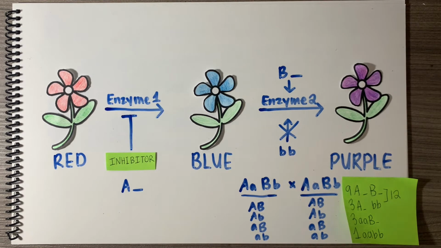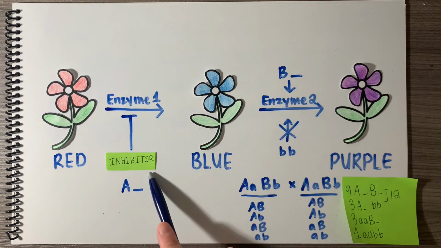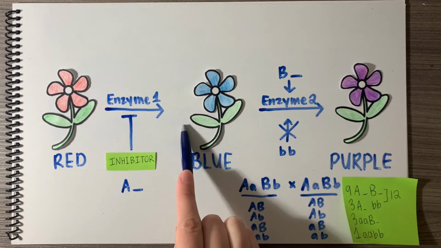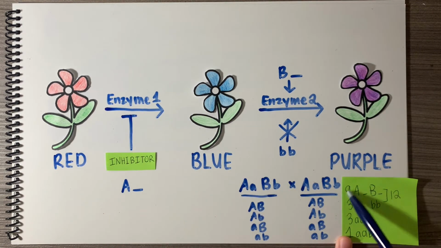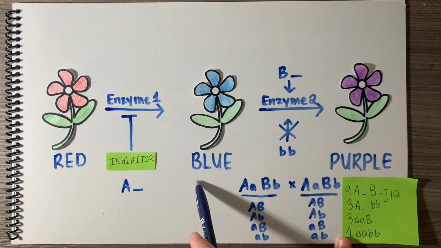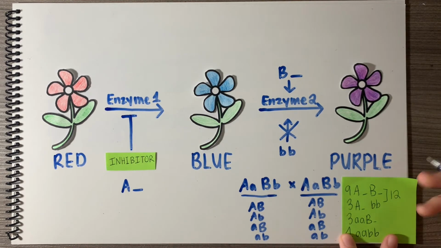And that's because the capital A allele codes for an inhibitor that can stop the enzyme from turning from red into blue. So these two have a capital A allele. No matter what the B allele is, because big A is epistatic to B, if there is a big A, the flower will not be able to turn from red to blue. So that means that there are 12 red flowers in this cross.